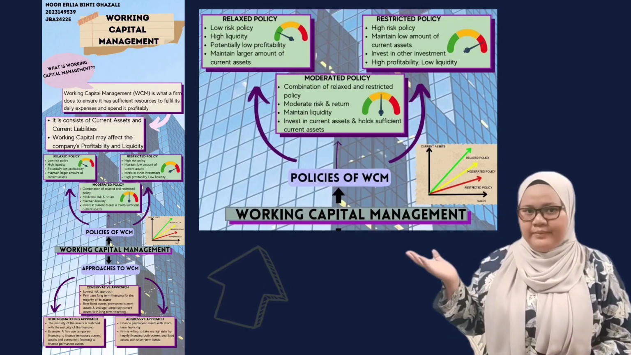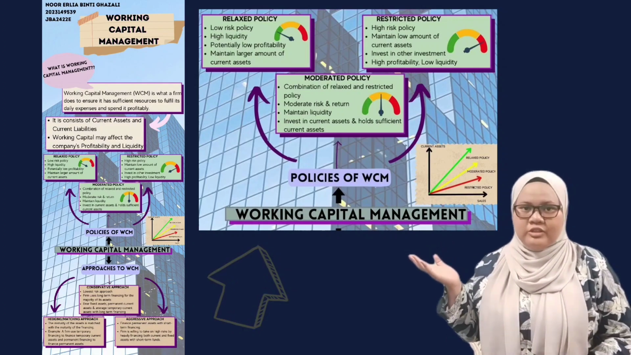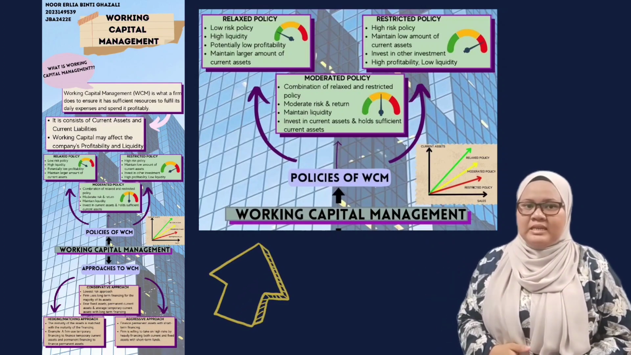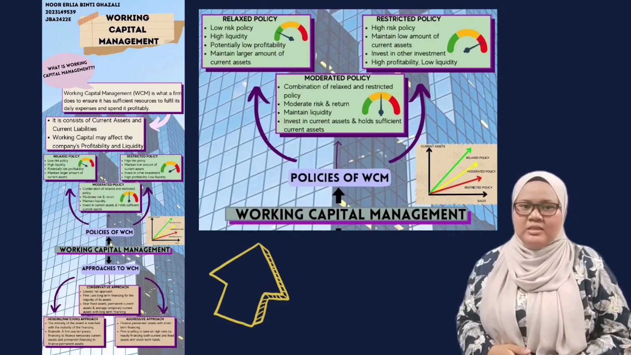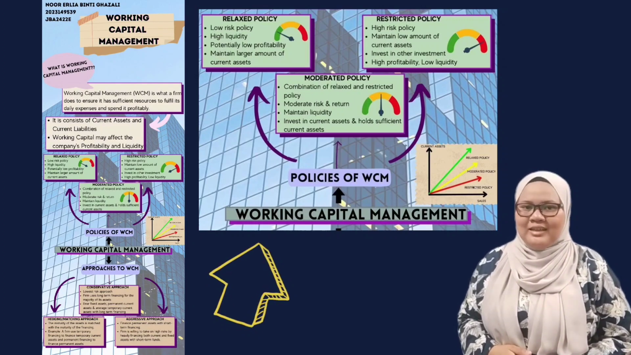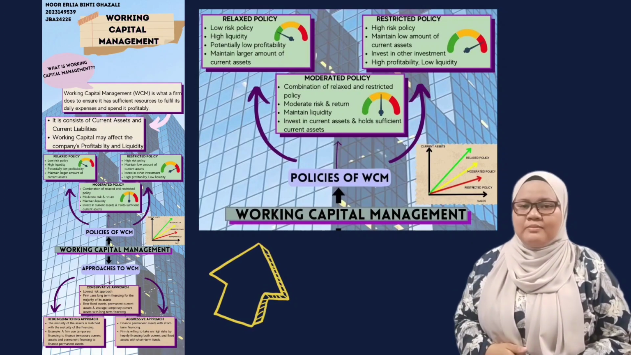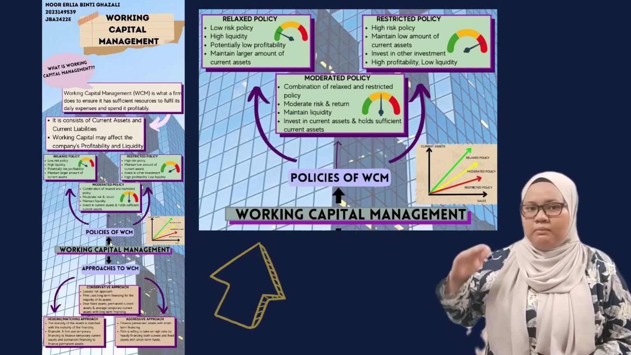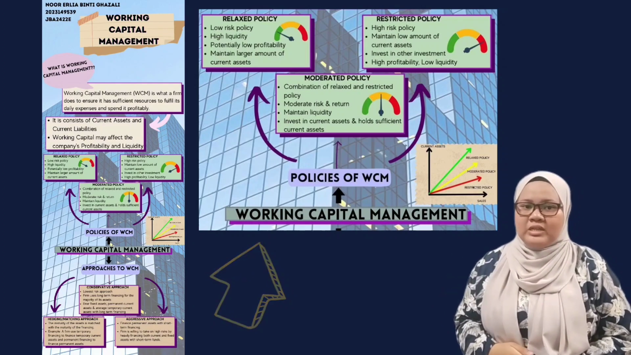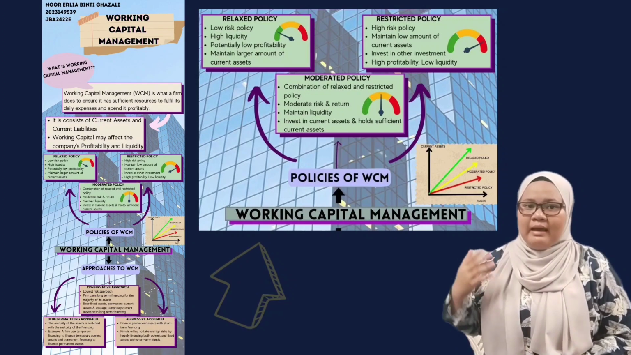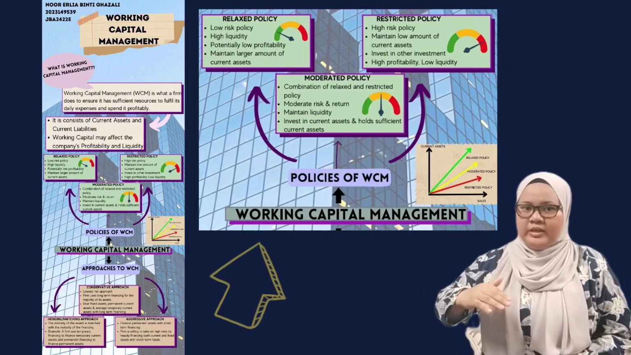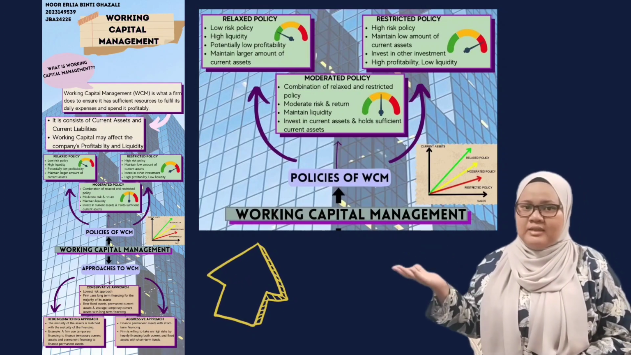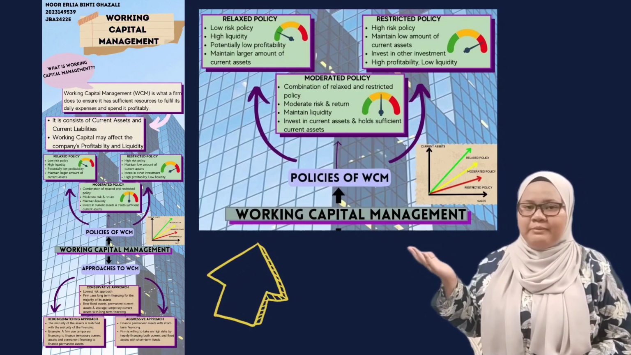Secondly, moderate policy. It is a combination of relaxed and restricted policy. It has moderate risk and return. And moderate policy maintains liquidity, also invests in current assets and holds sufficient current assets. Thirdly, restricted policy. Restricted policy is a high-risk policy and maintains a low amount of current assets, also invests in other investments and has high profitability but low liquidity. So in the infographic there is an example of the graph of policy of working capital management.